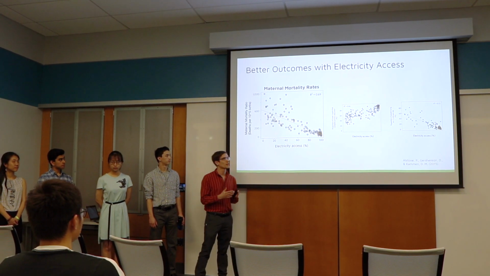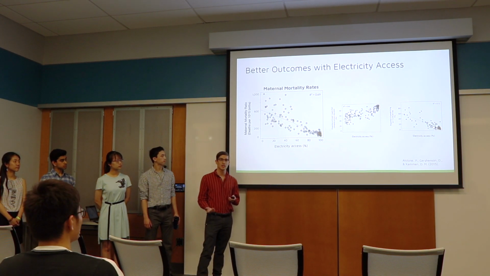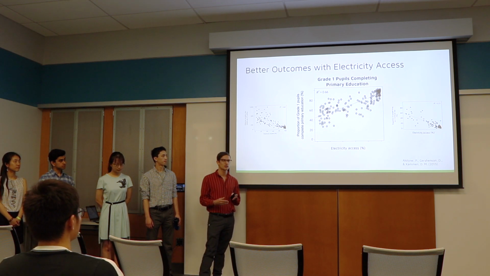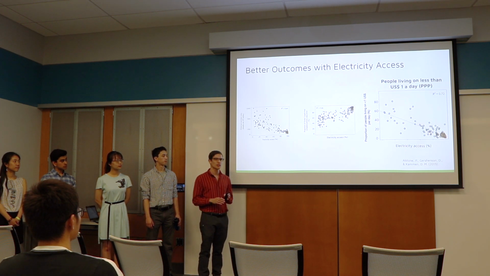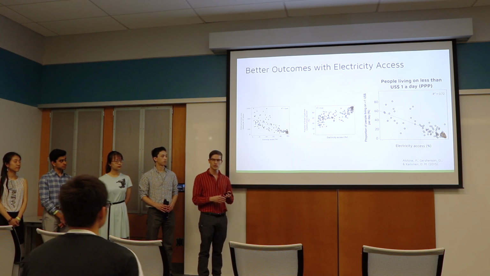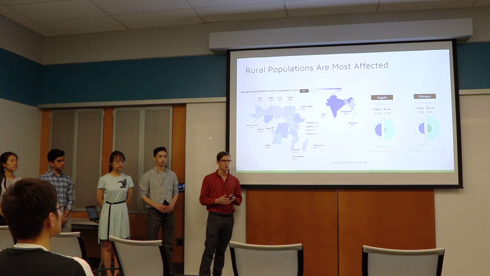So with increasing access to electricity, maternal mortality rates decrease. Similarly, there are implications for educational attainment. With higher access to electricity, there's greater attainment. And then metrics for poverty also decrease as electricity access increases. So these are all correlations, but they hopefully give you a sense of the urgency of addressing this problem.